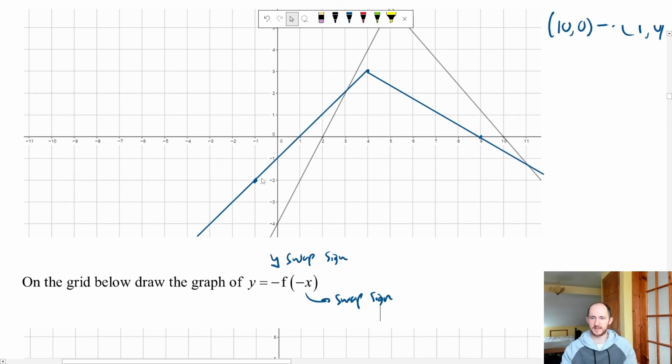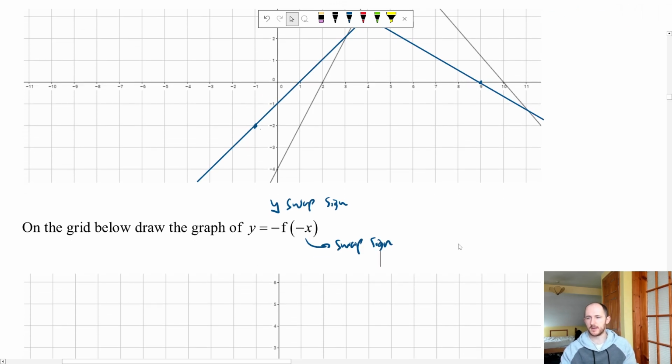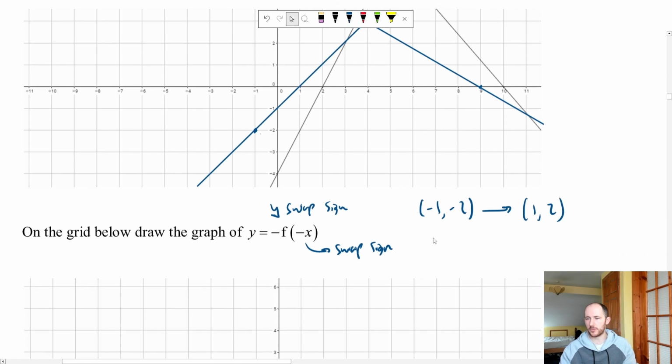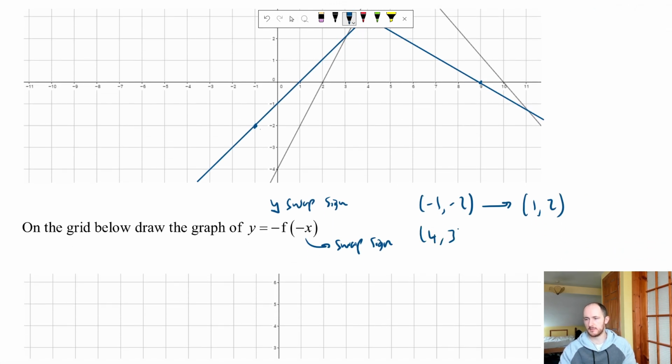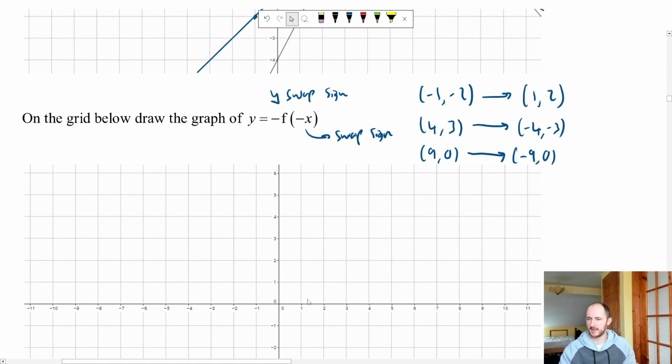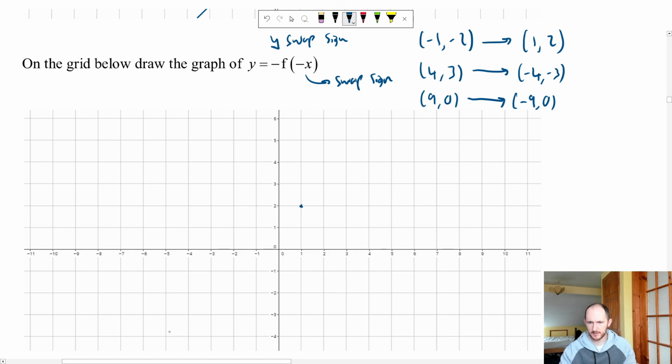So what I would do is probably still pick the same 3 coordinates. So we have -1, -2. So instead of -1, -2, that's going to become 1, 2. And this coordinate was 4, 3. That's going to become -4, -3. And lastly, but certainly not least, we have 9, 0 is going to become -9, -0. No, I'm joking. -9 and 0. So now we just plot these points. 1, 2. -4, -3. And -9, 0.